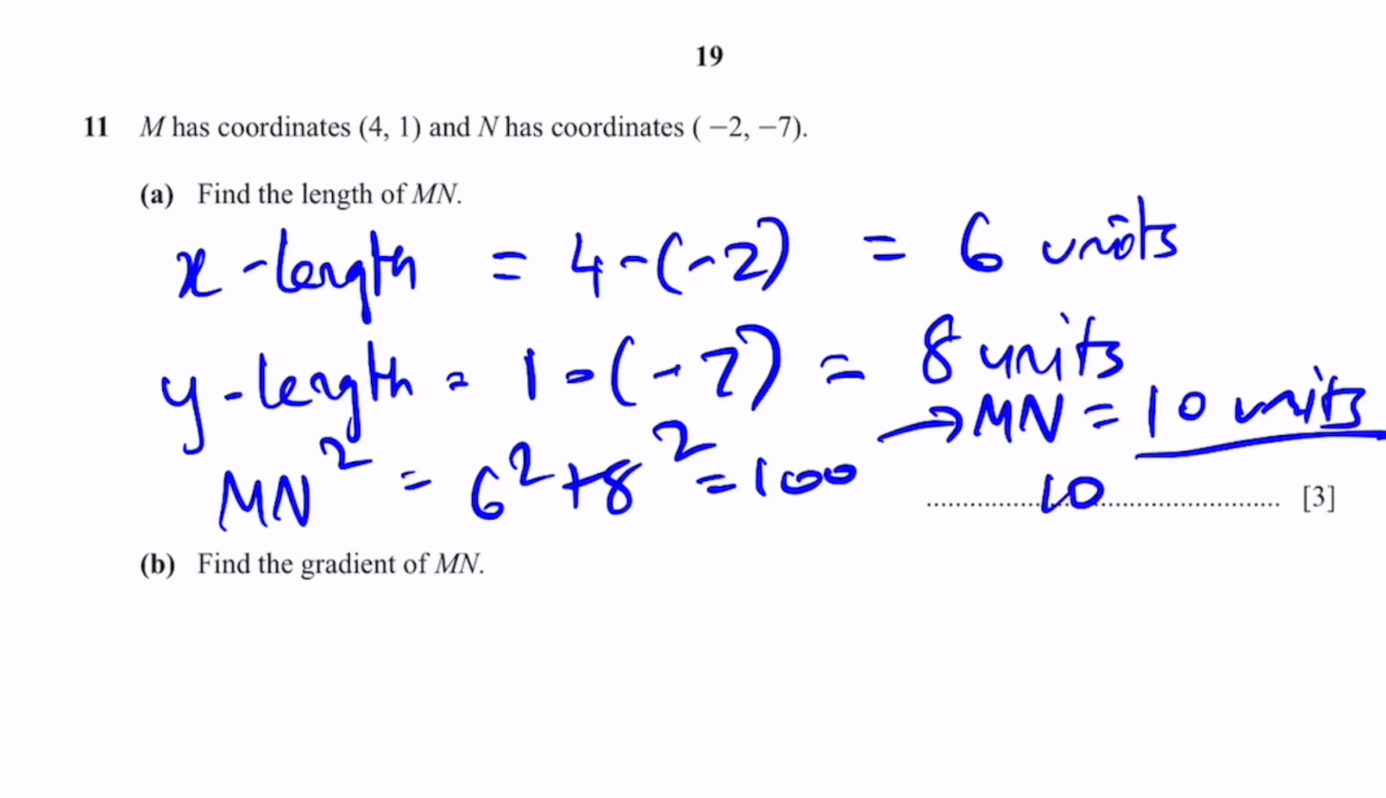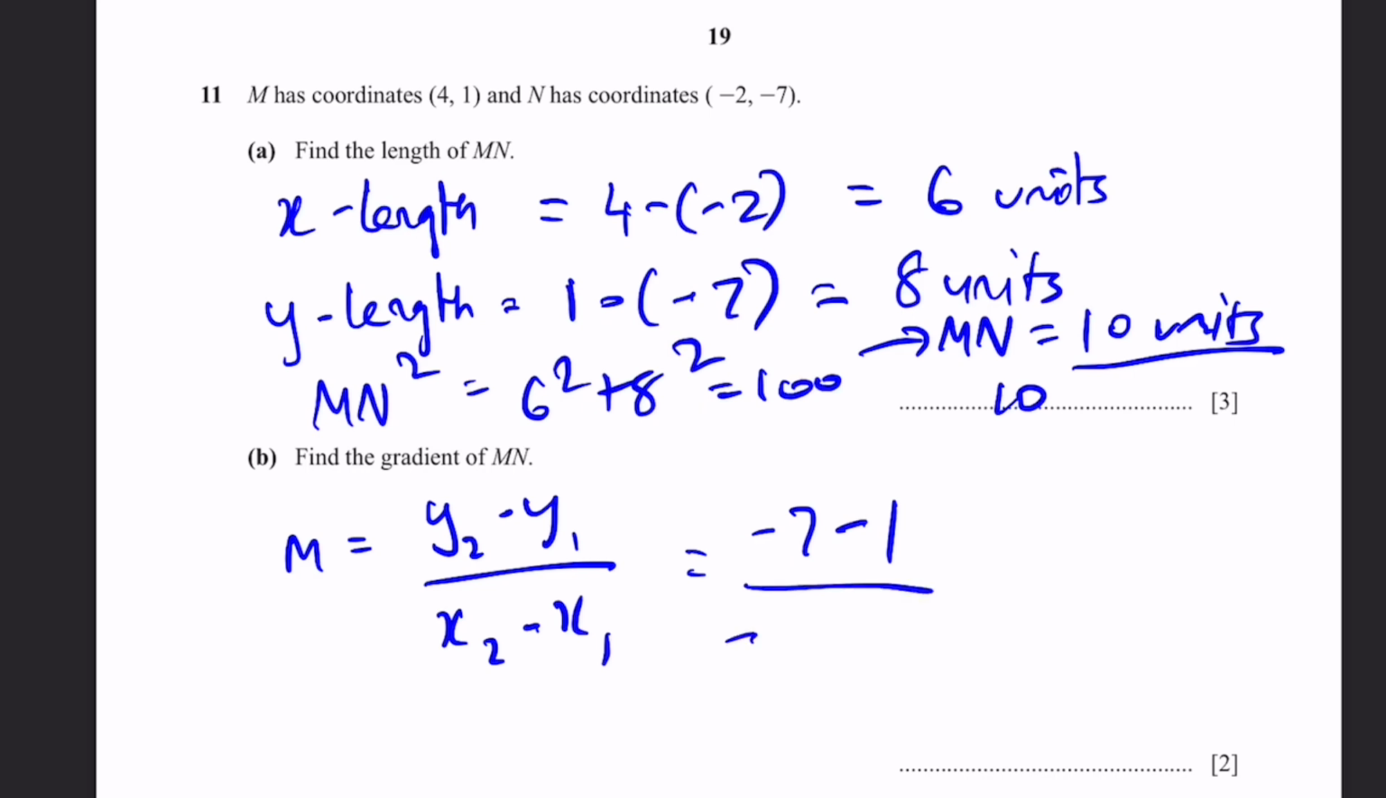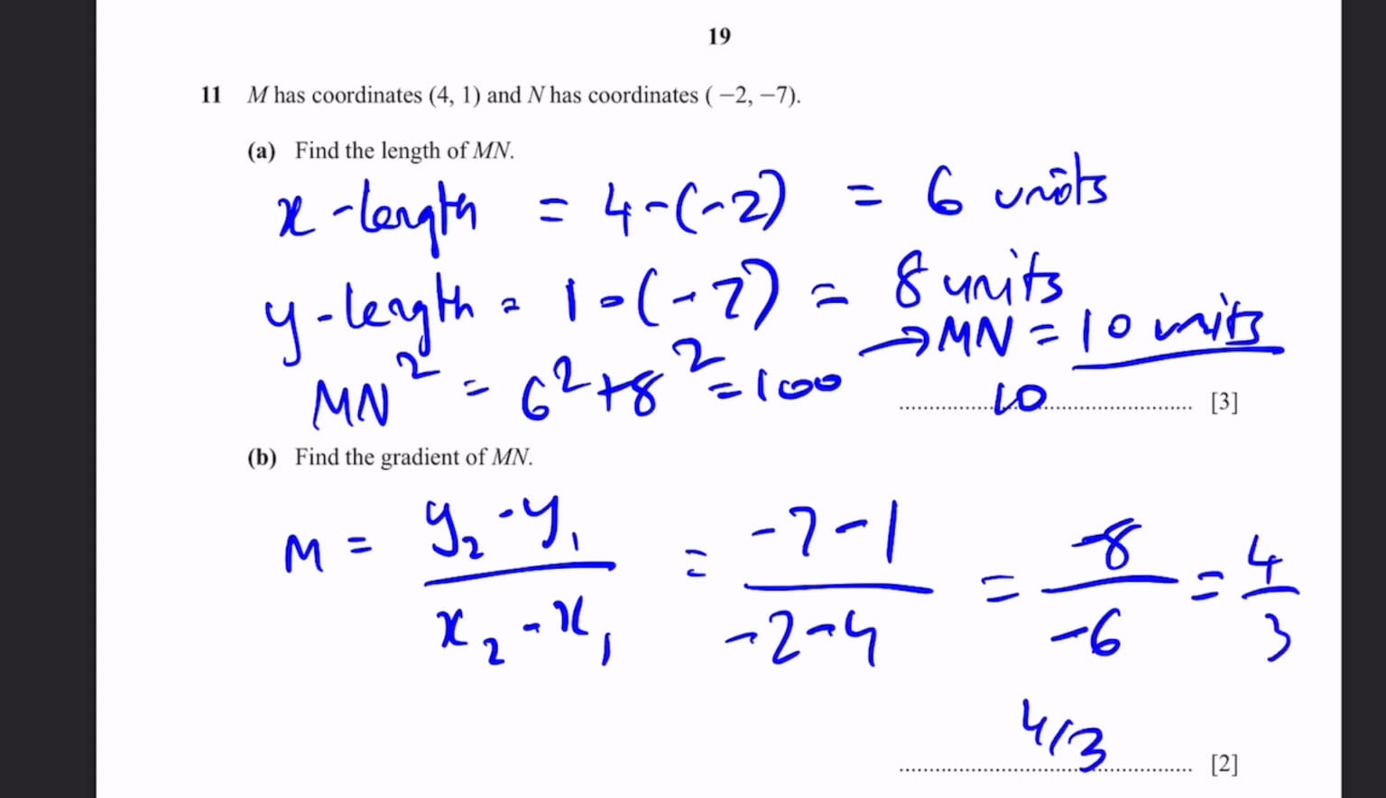That's the answer. B. Find the gradient of MN. So the gradient m is equal to (y2 minus y1) by (x2 minus x1), which is equal to (-7 minus 1) by (-2 minus 4), which is equal to -8 by -6, 4 by 3. And that will be our answer.